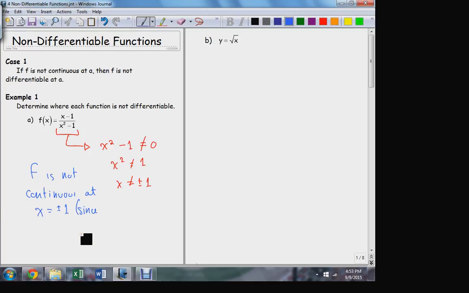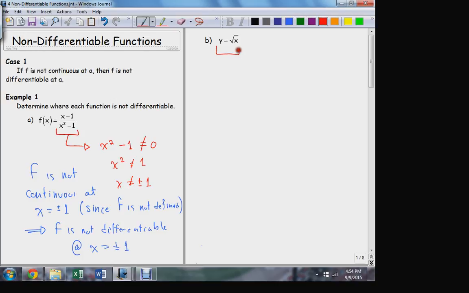And why? Why is the function not continuous there? What property of continuity has been violated? It's not defined. And that implies that F is not differentiable at those points. So there is that equivalence, right? Failure of continuity means that the derivative also fails. Okay, part B. Square root function. Where's this function not continuous? Zero. It's the one we just talked about, right?